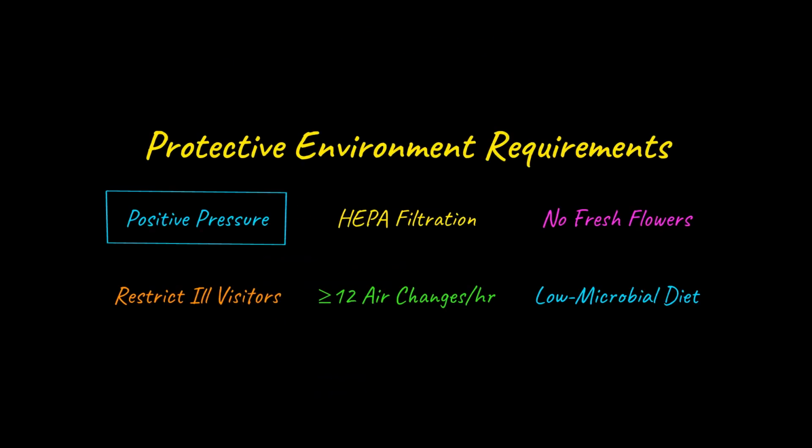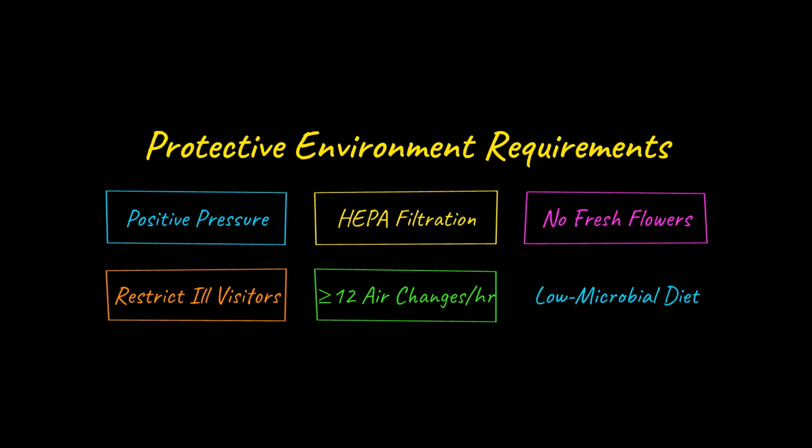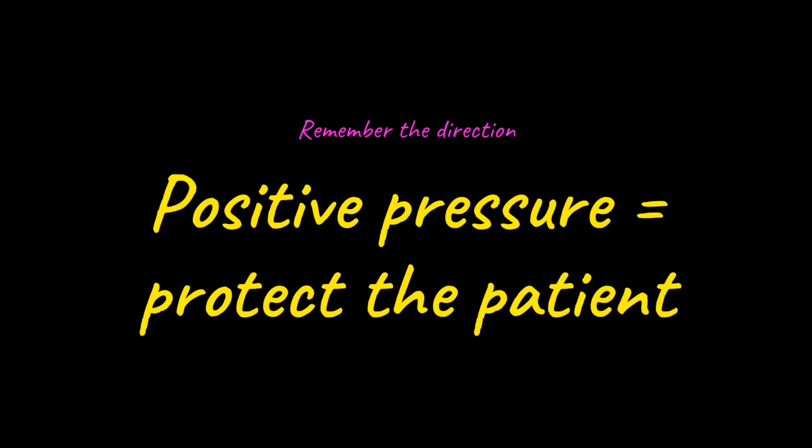Multiple transmission routes are addressed simultaneously. Fresh flowers and potted plants are banned because they harbor aspergillus spores. Visitors with respiratory symptoms are restricted, and some programs use low microbial diets restricting raw produce that carry surface bacteria and fungi. The memory anchor is simple. Negative pressure sucks contaminated air in to protect others, while positive pressure blows clean air out to protect the patient. Whenever you see allogeneic transplant or severely immunocompromised on an exam, think protective environment and positive pressure.